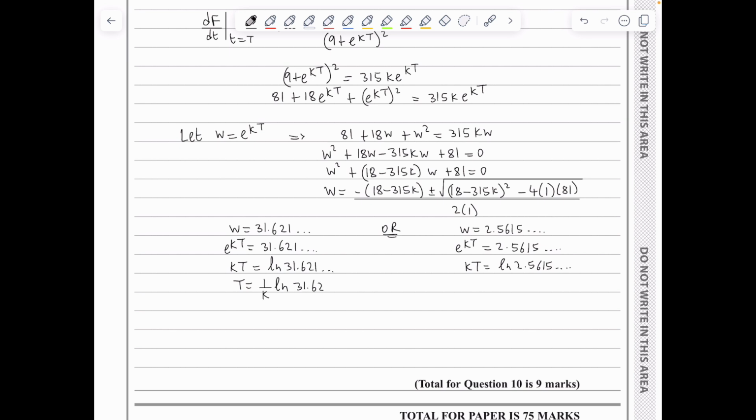So I can recover the values of T by simply dividing by k, so 1 over k ln of 31.621... or T is 1 over k ln of 2.5615... This gives answers for T of 20.8 or alternatively for T being 5.7.